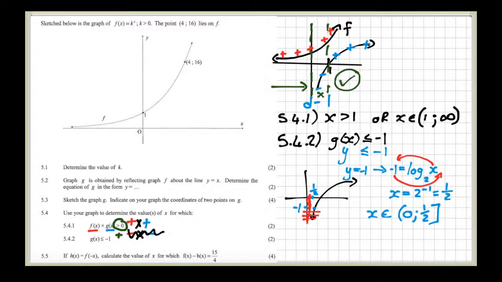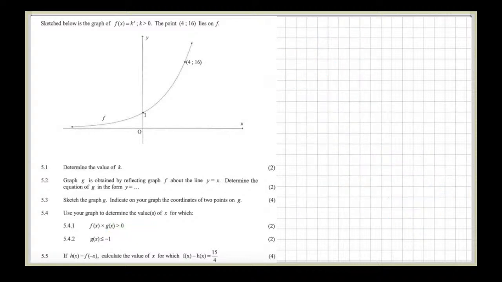I'm going to go over to question 5.5. This question 5.5 is the actual reason why I chose this specific question. Now, question 5.5 brings in a lovely, lovely new thing. It tells me a new function, h of x, equal to f of negative x.